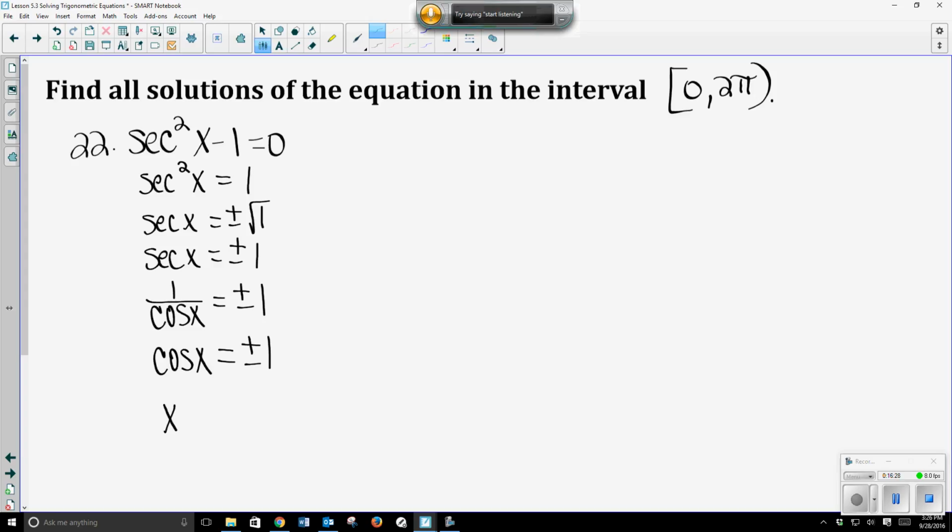So x is equal to, cosine is 1 at 0. Okay, now look at the top. Find all solutions of the equation in the interval from 0 to 2 pi. So I don't have to include the plus 2 n pi. That makes this problem easier to work. So cosine is positive 1 at 0 and negative 1 at pi. So that would be your 2 answers.